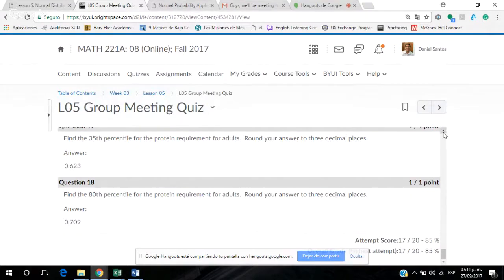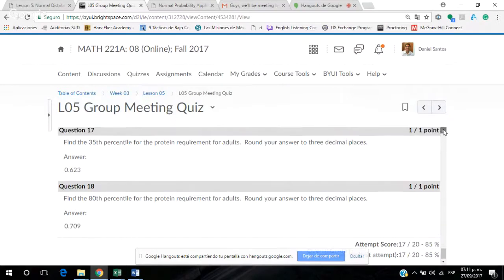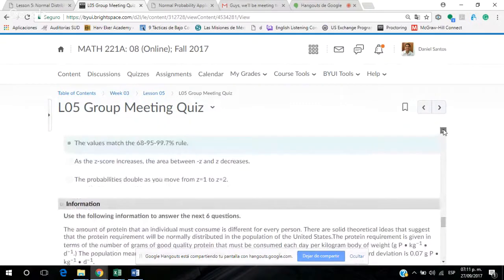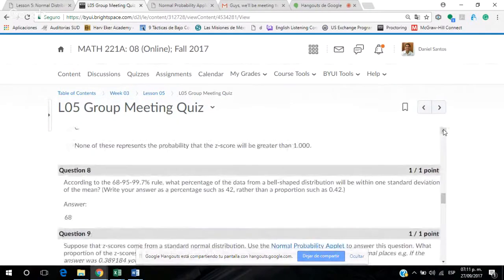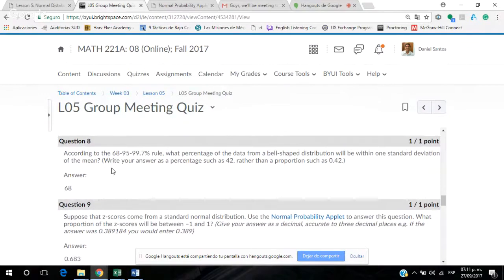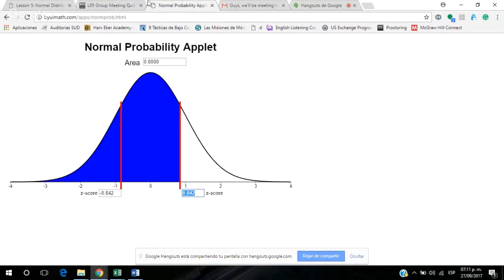I did have one more question that I got wrong, if you can help me with it. It was number 8. Okay, this says according to the data, what percentage of the data will be within 1 standard deviation of the mean? What I did here was just to enter the number 1. Okay, let me go to this.